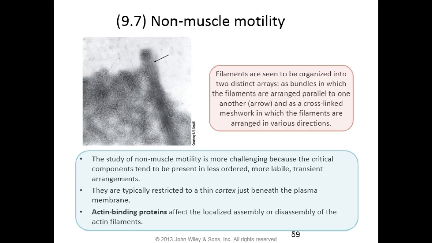They're typically restricted to a thin cortex, the actin microfibrils, just beneath the plasma membrane. So there's this cortical zone, an active cell region right below the cell membrane that's responsible for a number of these activities. That's where all these microfilaments hang out. Actin-binding proteins then affect the localized assembly or disassembly of the actin filaments. This activity is responsible for phagocytosis, ingestion of extracellular materials, extension of processes during cell movement, and constriction of a single animal cell into 2 cells during cytokinesis.